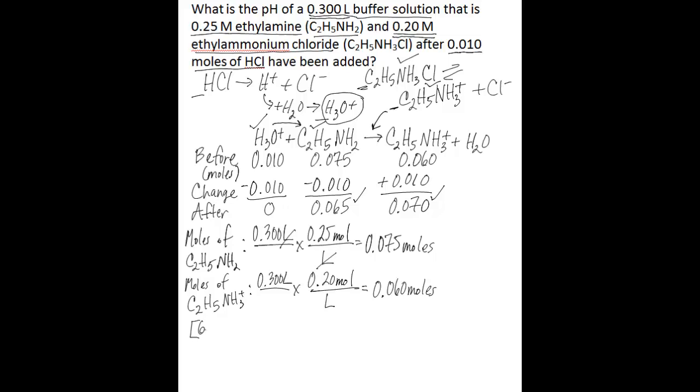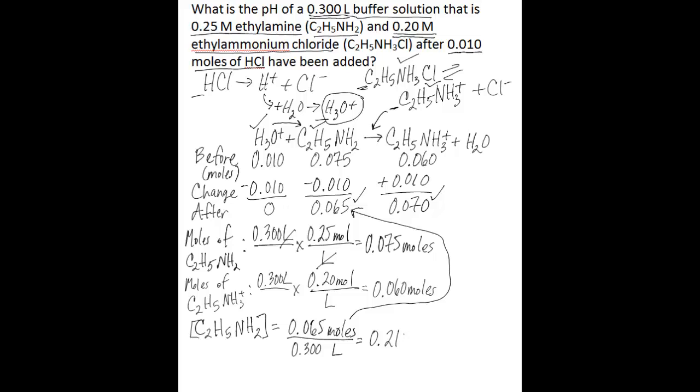So the concentration of ethylamine is going to be equal to 0.065 moles. So this is the value we just determined to be the moles of ethylamine after the neutralization reaction is complete, and you're dividing that by the known volume of 0.300 liters. You do the math and you get a concentration of 0.2167 molar for ethylamine.